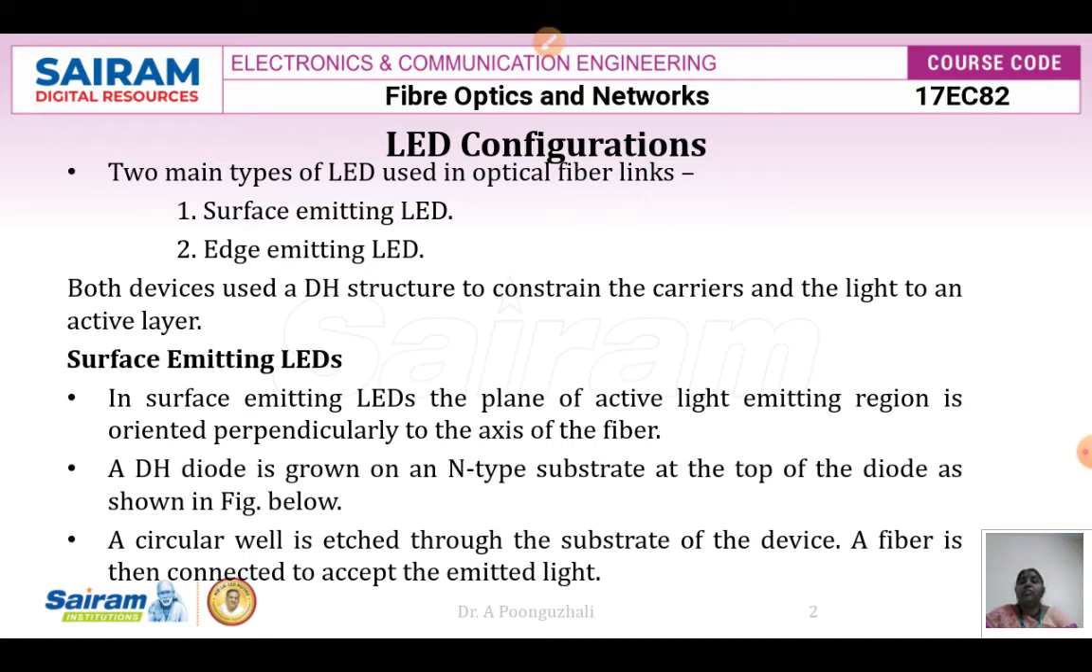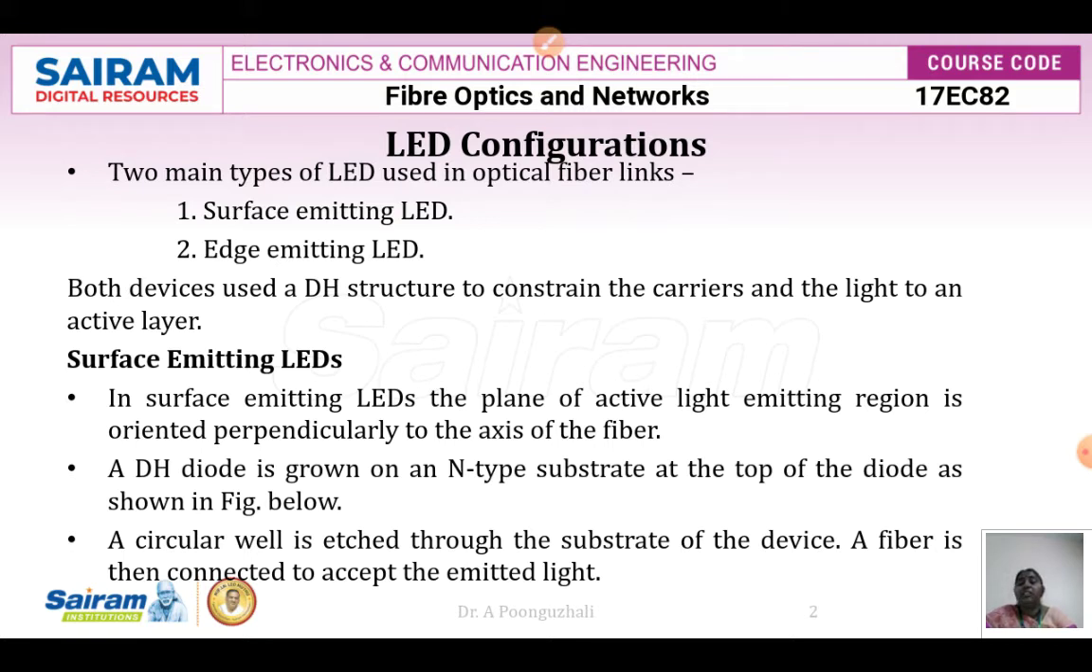Both these devices use a double heterojunction structure, where it confines the carriers and the light only in the active region. In surface emitting LEDs, the plane of the active light emitting region is oriented perpendicular to the axis of the fiber.